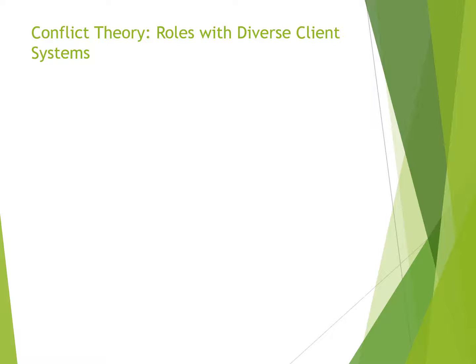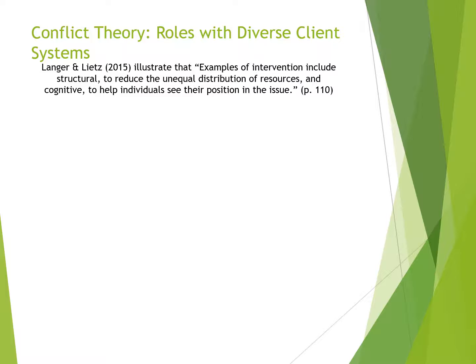Let's look at conflict theory as it relates to roles within diverse client systems. Langer and Leitz illustrate that examples of intervention include structural to reduce the unequal distribution of resources and cognitive to help individuals see their position in the issue. Take work with families. Using sculpting or eco maps, participants may find power differentials and in doing so create praxis. Consider civil rights and feminism. By speaking truth to power, individuals like Martin Luther King Jr. and Audre Lorde helped individuals see their position and provided context for seeking to equalize distribution of power and access.